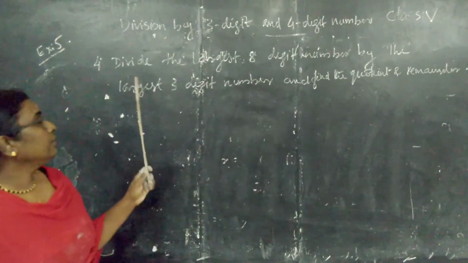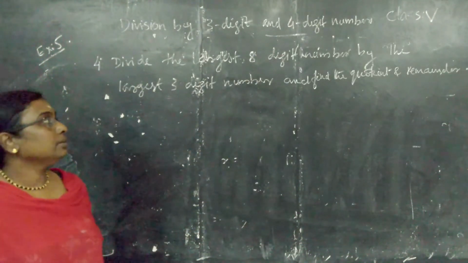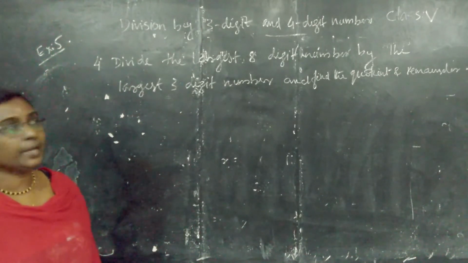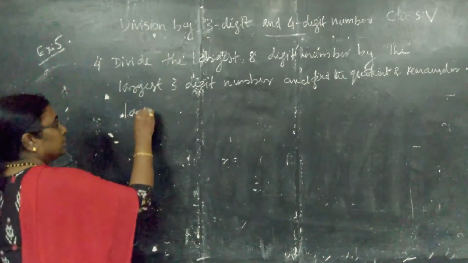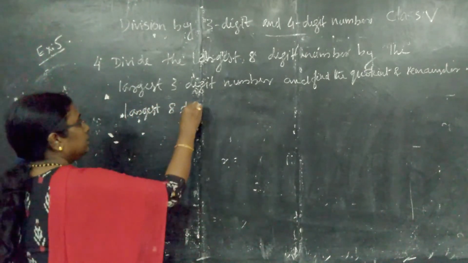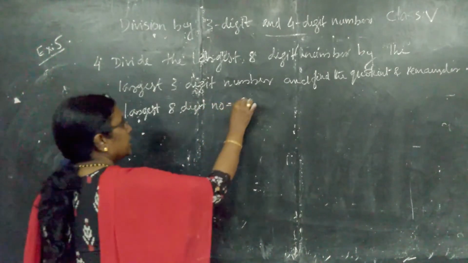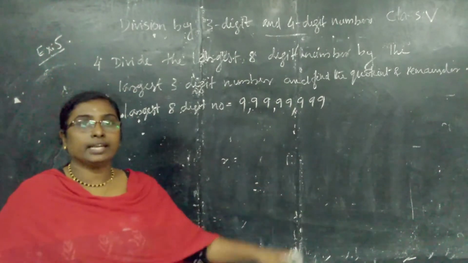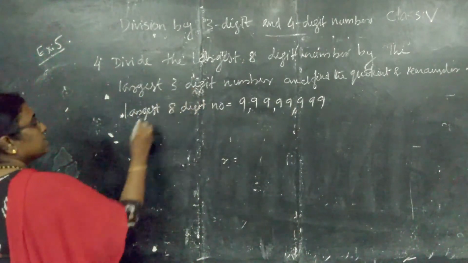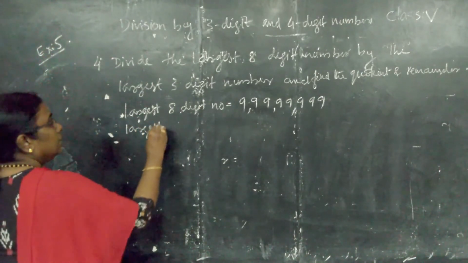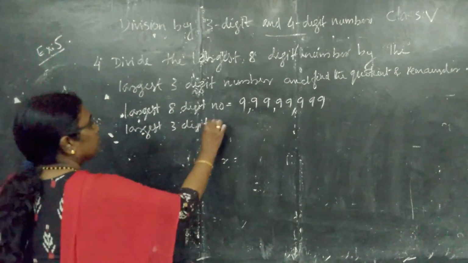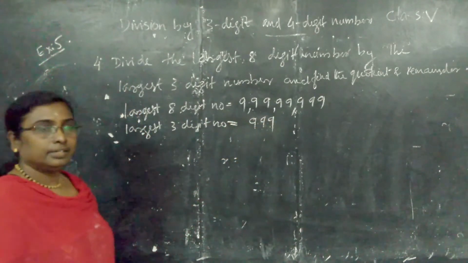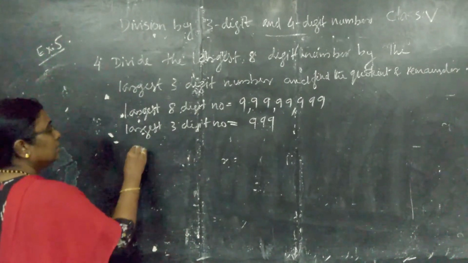Okay. Look here. Divide the largest 8-digit number by the largest 3-digit number and find the quotient and the remainder. Okay. You know the largest 8-digit number. What is the largest 8-digit number? 9 crore 99 lakhs 99,999. Then largest 3-digit number equal to 999. Isn't it? So we have to divide this one.